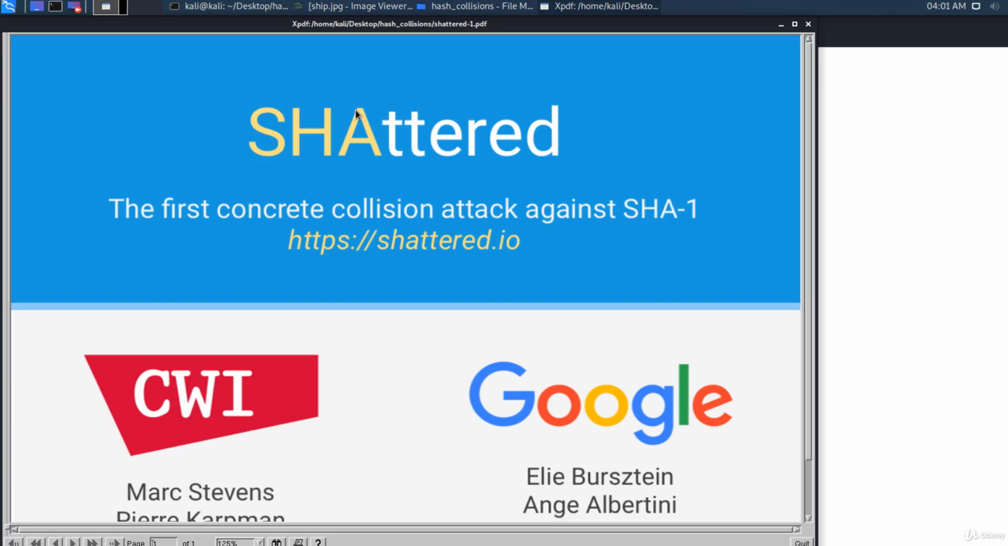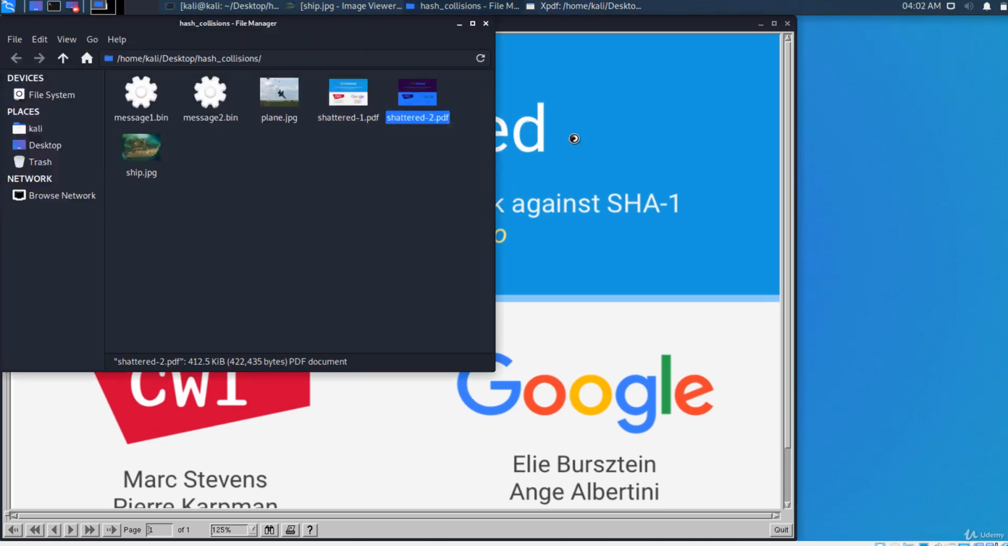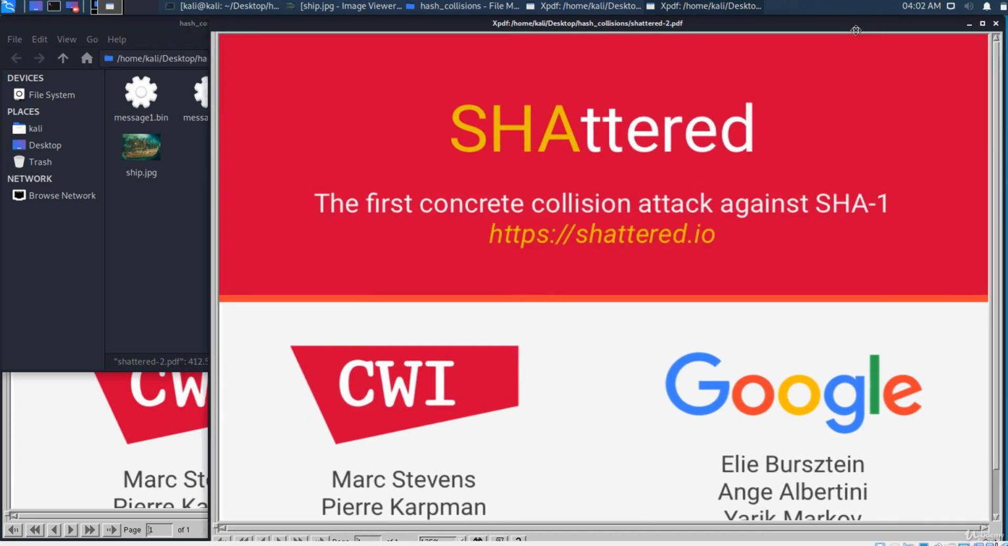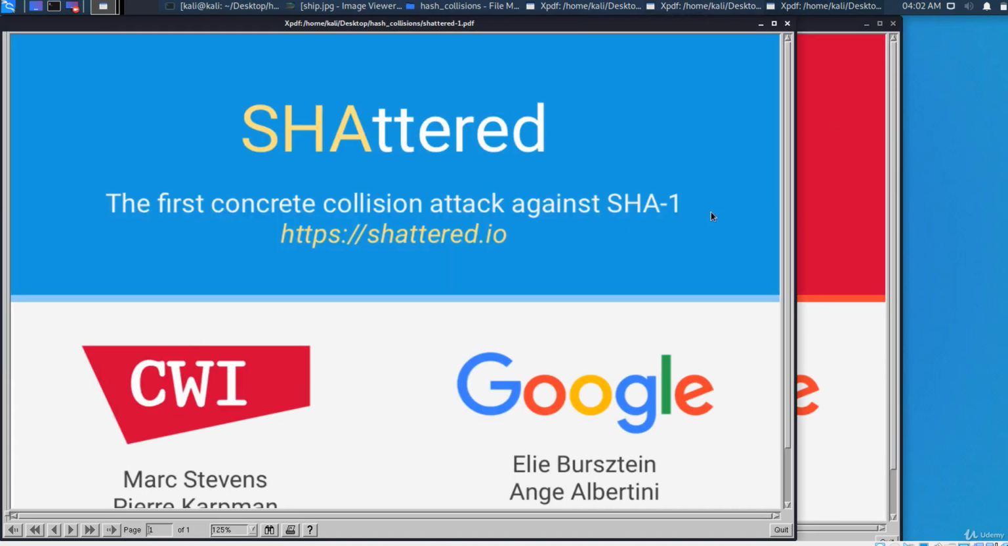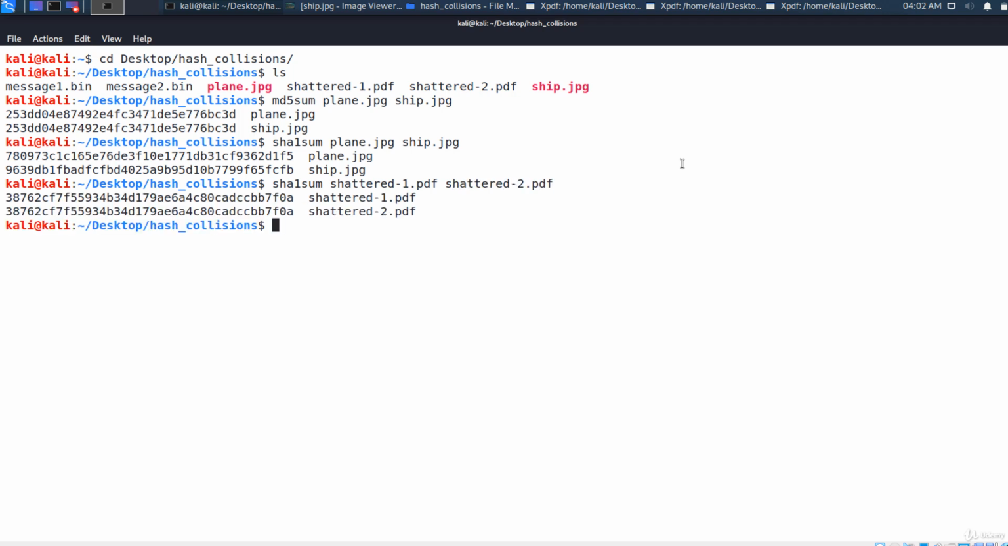There are these two PDF files that display different content, yet have the same SHA-1 digest. This is the first PDF, and this is the second. Okay, these are the PDFs. Let's see their hashes, sha1sum and the PDF files. They have the same hash.